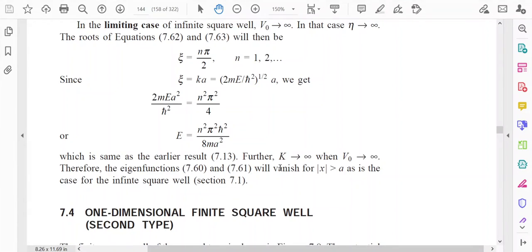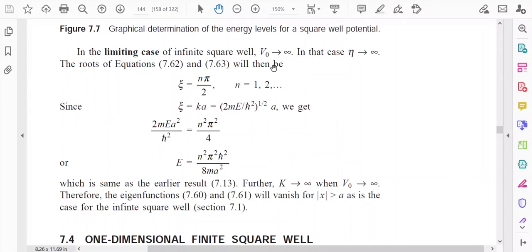Further, if capital K tends to infinity when V0 tends to infinity, therefore the eigenfunctions 7.60 and 7.61 will vanish for mod x greater than A, as is the case for the infinite square well. These were also discussed in the infinite square well lecture, so I request you to listen to that earlier lecture so that these parts will be clear. But the fact is that we can derive the values of energy for the infinite square well from the finite square well if we apply these conditions.